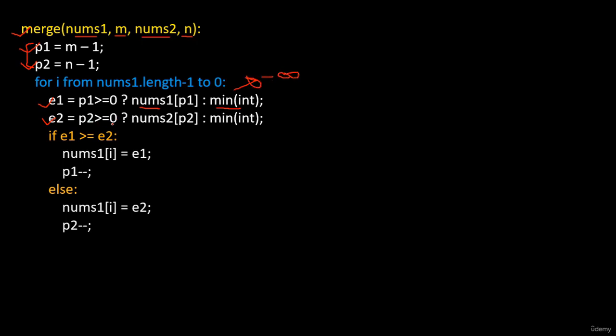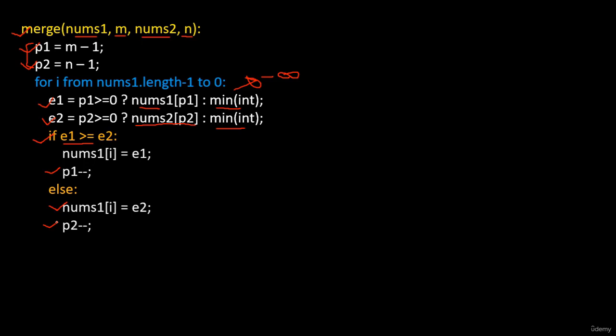Here, if the p2 pointer is greater than or equal to 0, then we're getting the value from where p2 points to in nums2 array. If not, we're returning the minimum integer we can store in 32 bits. If e1 is greater than or equal to e2, then we're updating our current element with e1. Then we're moving p1 to the left. Else, we're updating the current element with e2 and moving p2 to the left. This is the algorithm to solve this problem. Hope you've understood how this algorithm actually works.